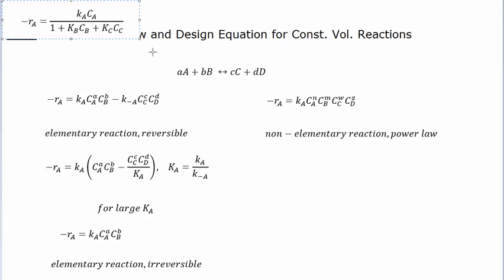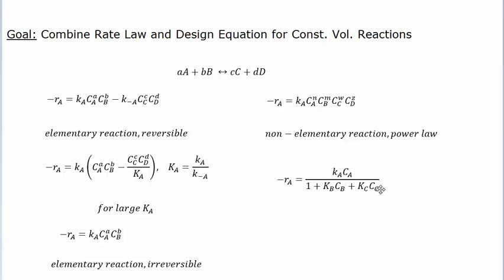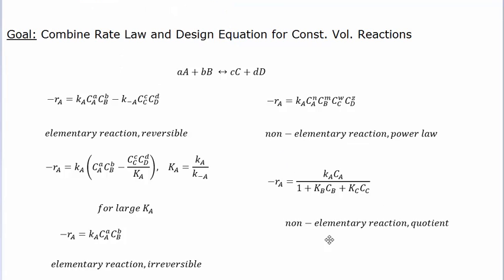And this isn't even the last way you could represent the rate. Another way is as a quotient. So maybe you have something like this, and this isn't the only quotient you could write. You could write many different quotients that will describe this reaction. This is just one I'm giving as an example. So this is again a non-elementary reaction with a quotient as the rate law.